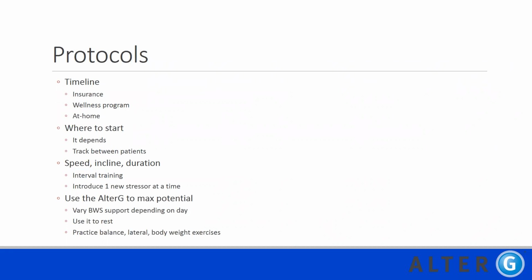Leverage the tools that you have in your clinic to enhance your patient outcomes. They're there for you for a reason, and try to give your patients the best possible care possible, and that's what the AlterG can do for you.